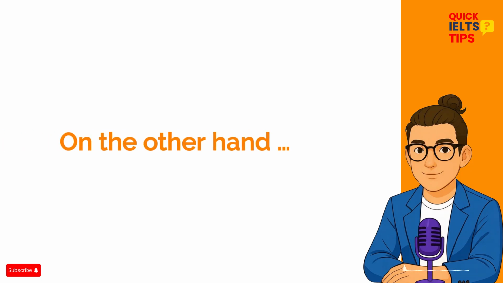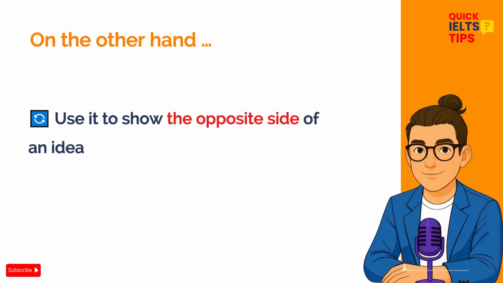Let's start with our first phrase, on the other hand. This expression is very useful when you want to show the opposite side of an idea. For example, you might present one advantage and then use this phrase to introduce a disadvantage. Here's how you can use it in an IELTS essay.